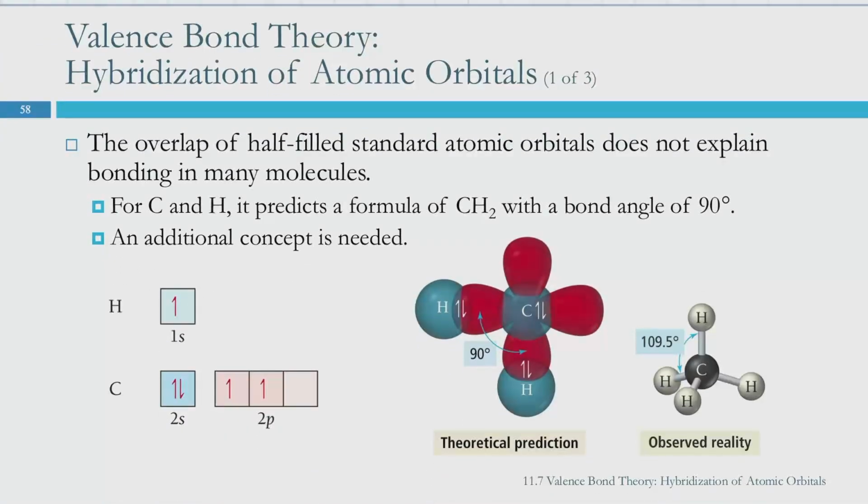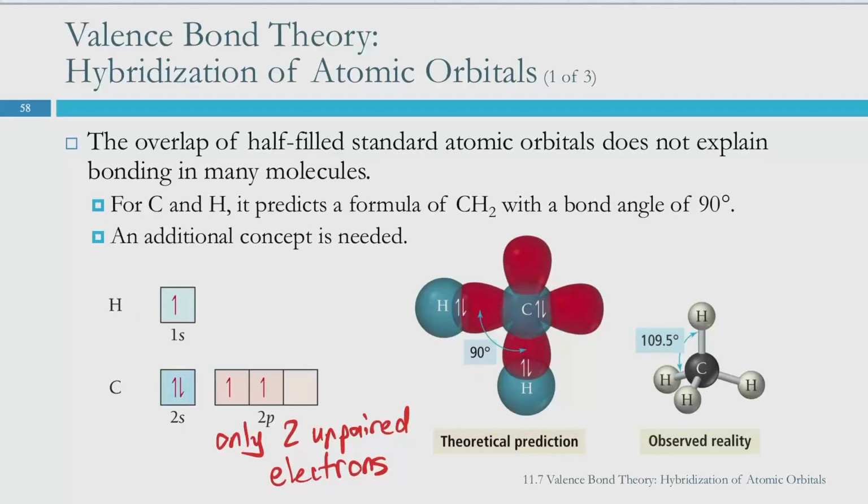However, this doesn't always work. And so here we're looking at an example where that doesn't work. The overlap of half-filled standard atomic orbitals, so our s and p and d orbitals, just as we've seen them in orbital diagrams before, doesn't work for a lot of molecules. As an example, for carbon and hydrogen, we predict a formula of CH2 because our carbon has this for its orbital diagram. We've got two unpaired electrons. Only two unpaired electrons, and so it looks like we could only bond with two hydrogens.